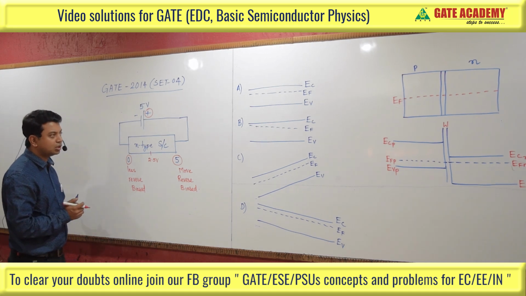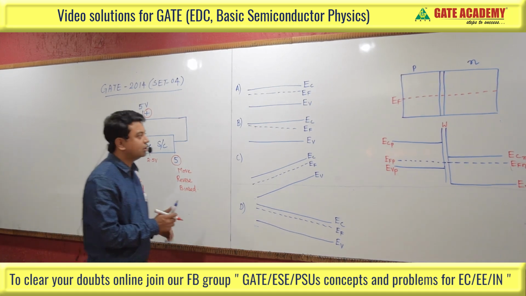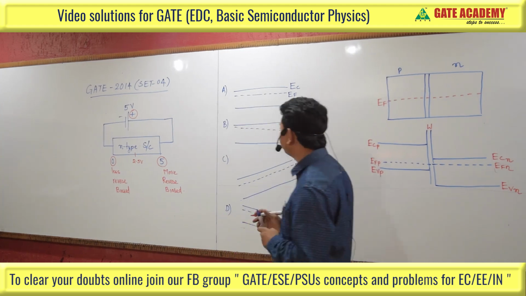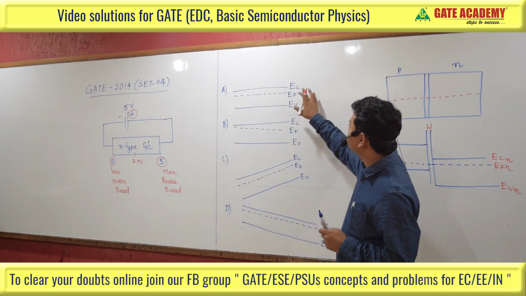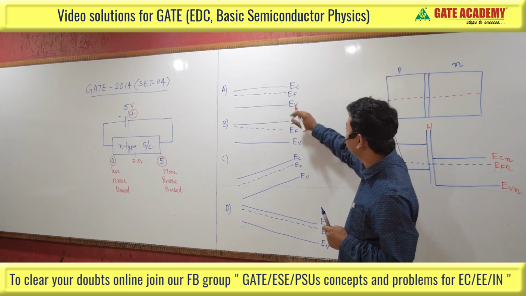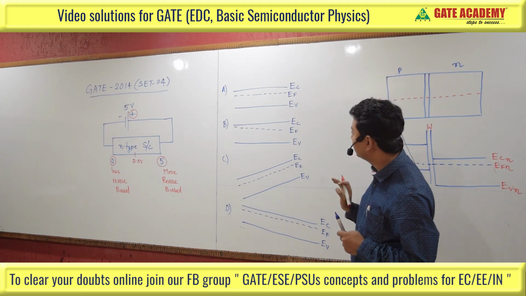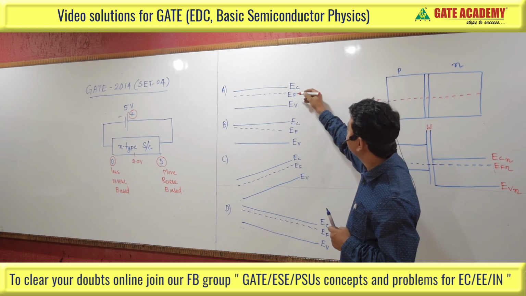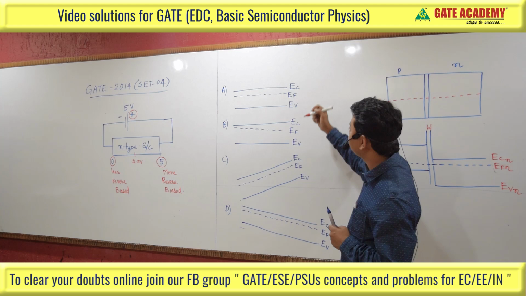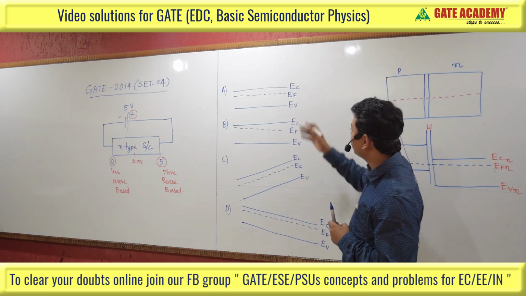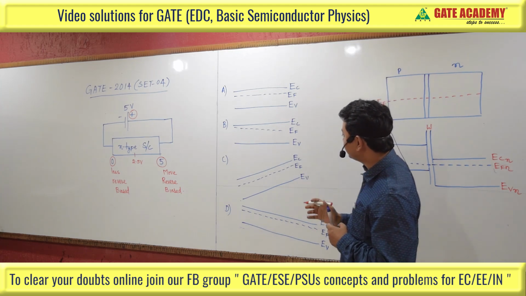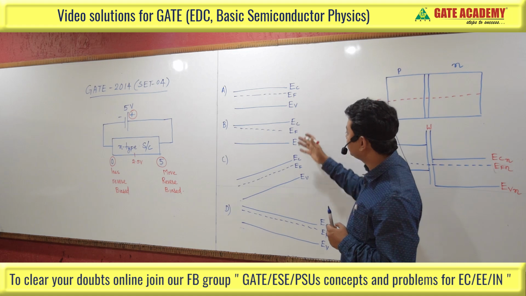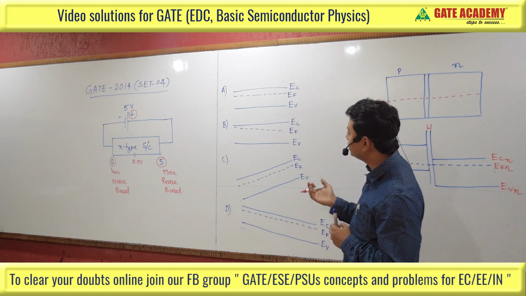Now come to the options of this question. There are 4 options given in this question, A, B, C, D. We can see the diagram. According to the diagram, EC is the lowest energy level of the conduction band, EF is the Fermi energy level, and EV is the highest energy level of the valence band. So we have 4 different shapes, and according to the shapes we have to find out which is the correct option for this question.